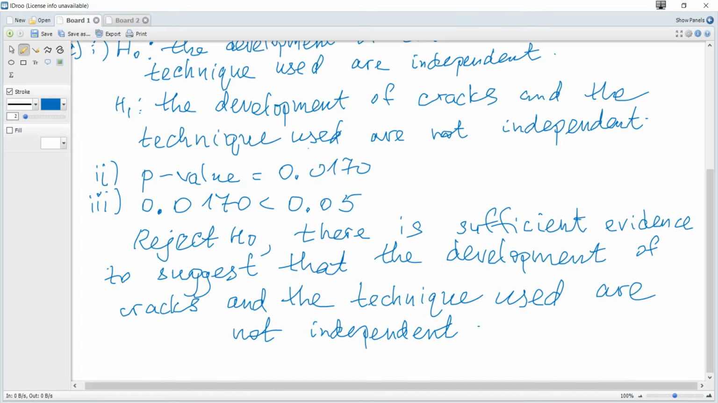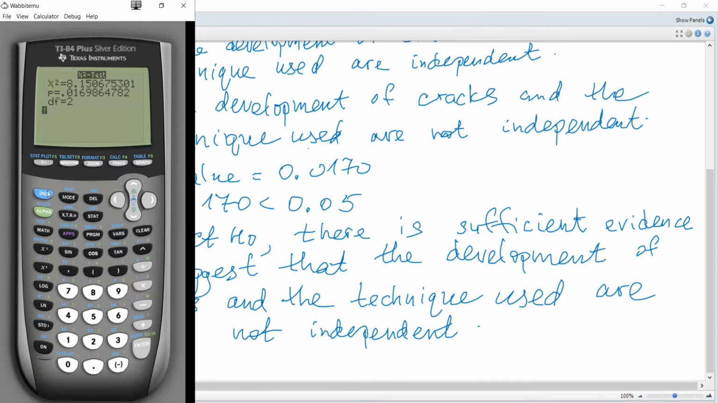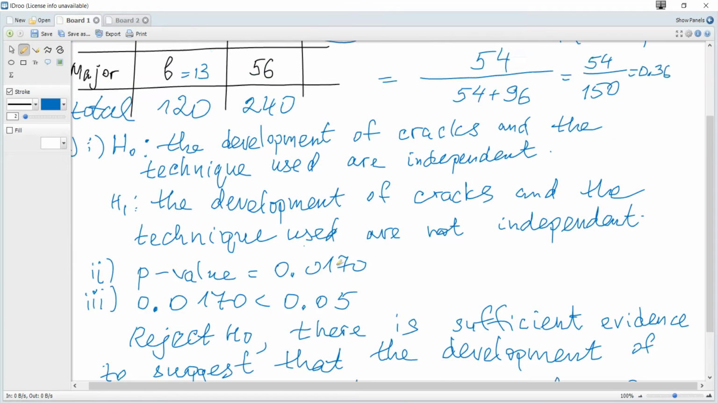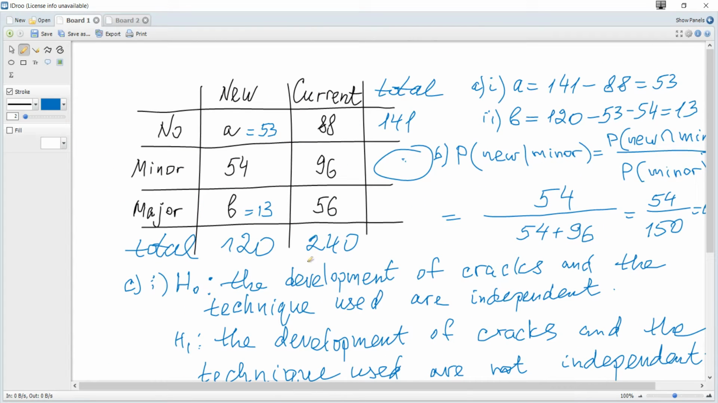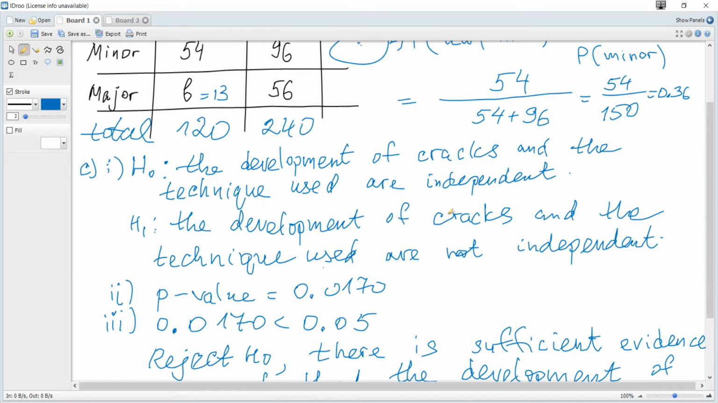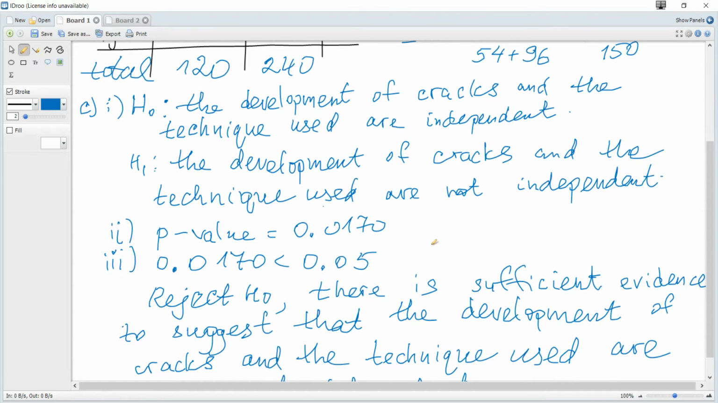And if you need expected values, you need just matrix B, and you just choose matrix names, B, and you get the expected values. Not observed, because observed are these values, and expected are in matrix B. The next, D.